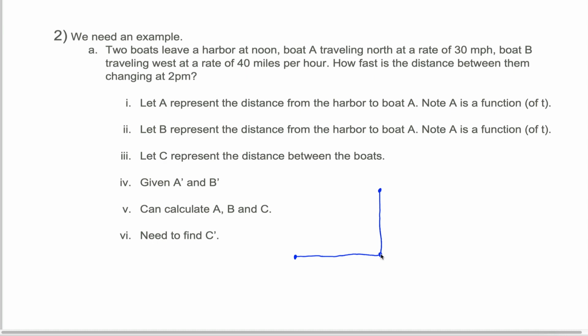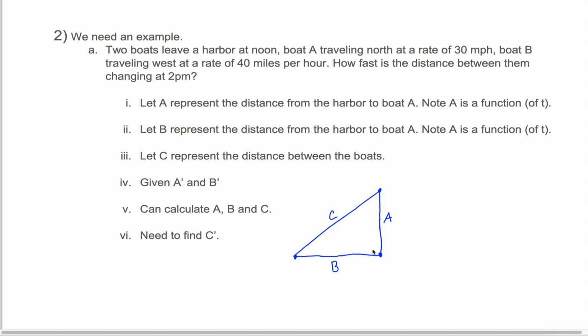So at noon, both boats are right here, but after 2 hours, boat A is, I don't know, somewhere way up here. Maybe I can call the distance that boat A has traveled A. And boat B is somewhere way out here. I can call the distance that boat B traveled B. And what I'm interested in is the distance between those two boats. In other words, the length of this line segment. Maybe it would make sense to call that C.